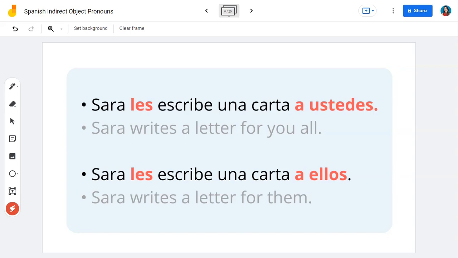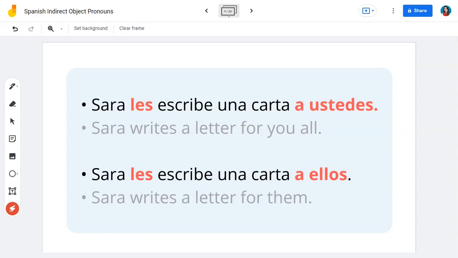Again, we use repetition in Spanish. The literal translation of Sara les escribe una carta a ustedes is Sara, you, writes a letter for you. Or Sara, them, writes a letter for them.